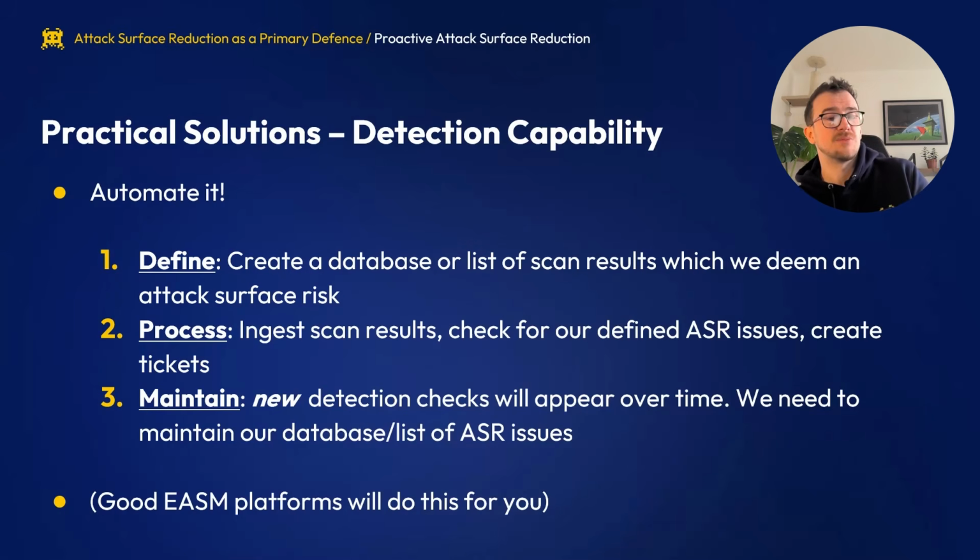And then thirdly, maintain. We need to make sure that we don't forget to maintain our lists from part one, because new detection checks, new pieces of software are getting created and used all the time. So that list is not just a one and done. We need to maintain it and make sure that we keep track of new detection checks, and we decide which new checks are attack surface risks. But luckily, most good external attack surface management platforms will do this for you. But if you're not using one, these are the steps you need to go through to automate it yourself.